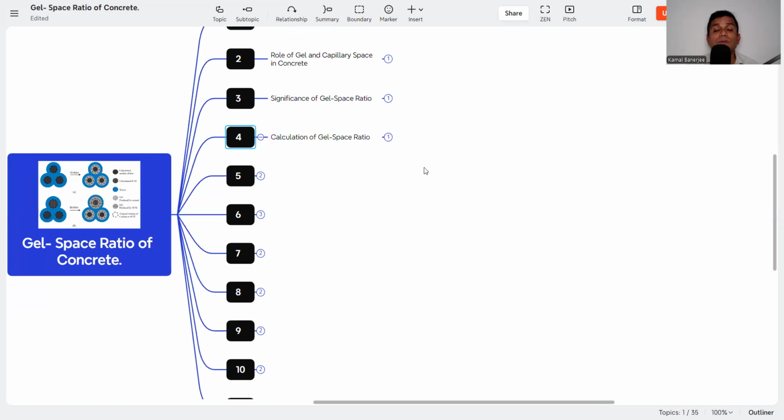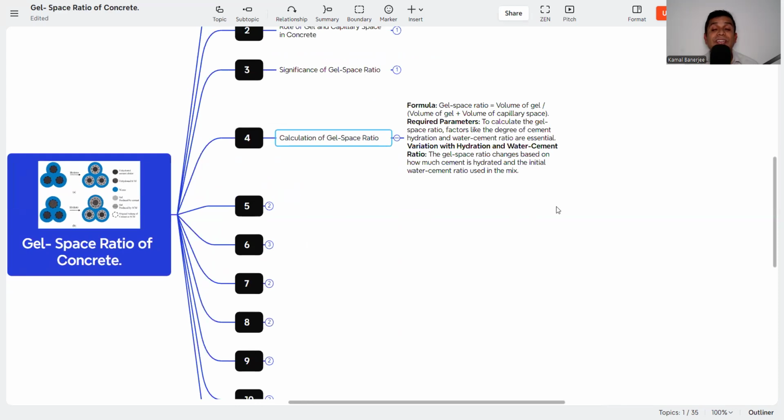The next is calculation of gel space ratio. How will we calculate the gel space ratio? The gel space ratio is equal to the volume of gel, that means total hydrated cement, divided by the volume of gel plus the volume of capillary voids, or the capillary space. And what are the required parameters to determine the gel space ratio? Factors like the degree of cement hydration and the water cement ratio are essential. The water cement ratio is directly correlated with the gel space ratio. I will come later to how it is correlated. The gel space ratio changes based on how much cement is hydrated and the initial water cement ratio. So I will come later to the correlation between the water cement ratio and the gel space ratio.